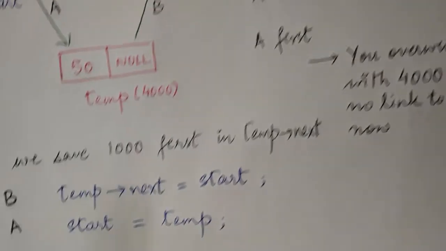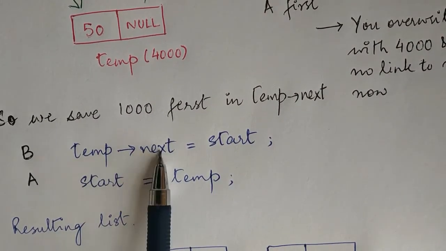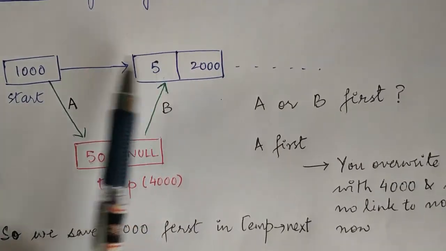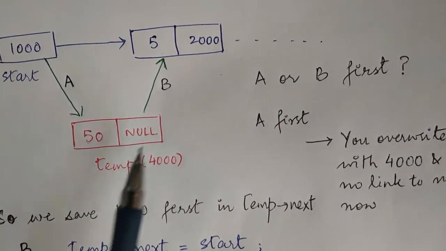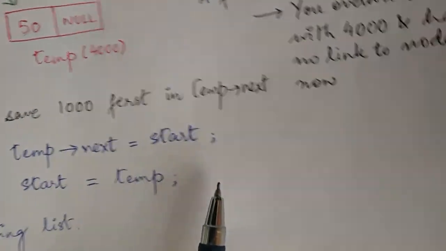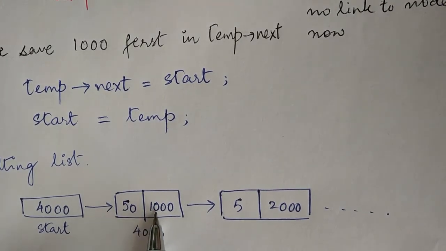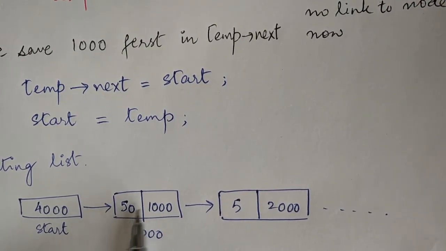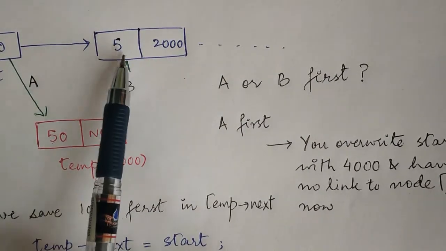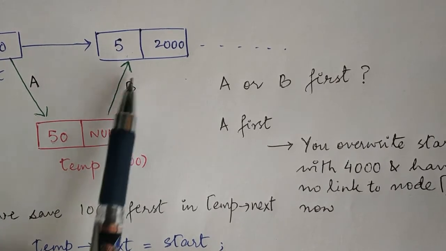So what do we do when we have to do B first? You first copy the address of the first node. The address of the first node is stored in start. So we take this address and we put it here. So temp to next is start. If you see here, we have put 1000 in the next field of temp. That means now temp is pointing to 5. Okay. Now this connection has been made because we are doing B first.